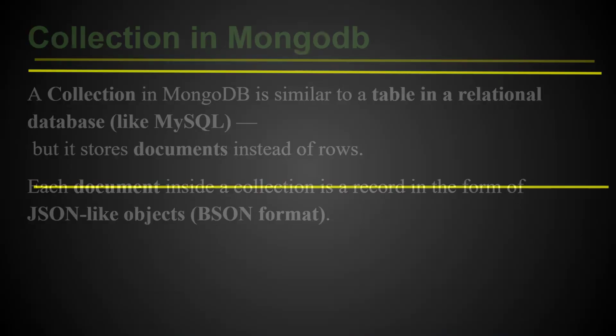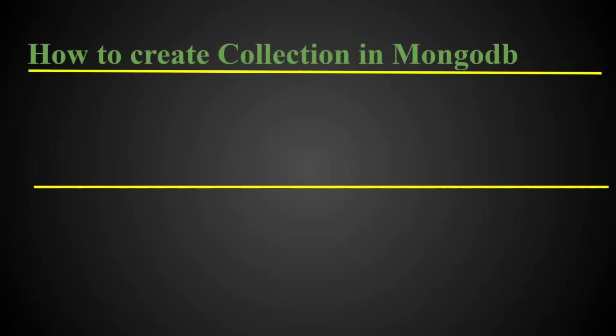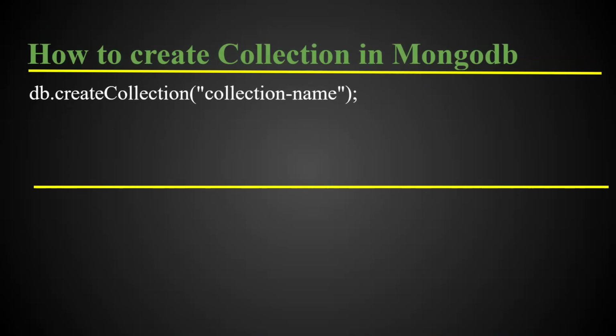Now, how to create this collection? To create a collection in MongoDB, we have to open our Mongo shell, and in that shell, we have to add the command db.createCollection and the collection name. That's it. The moment you enter it in your database, your collection will be created. Let's try practically now how to create this collection.